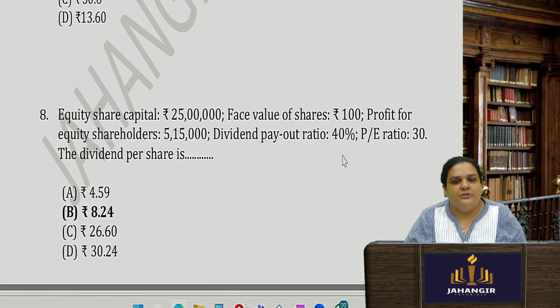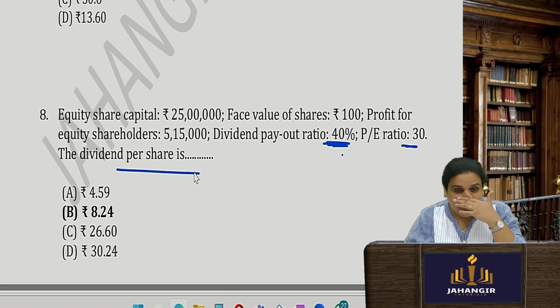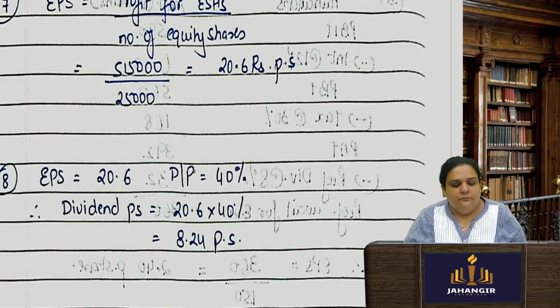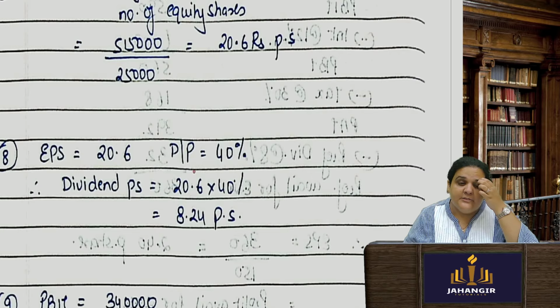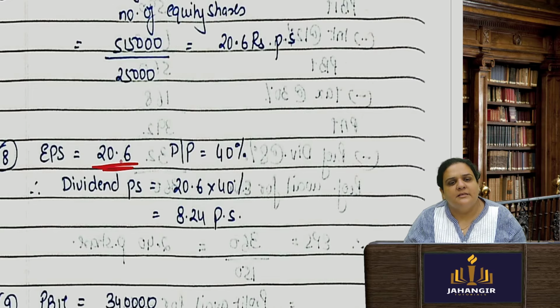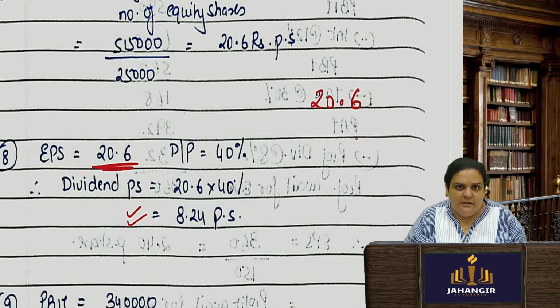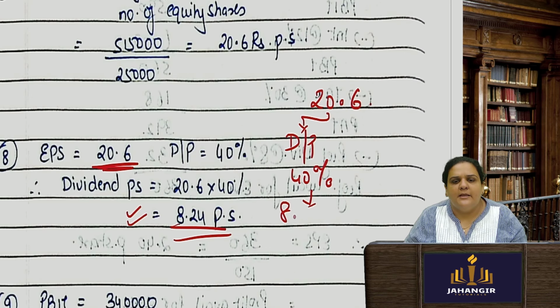Keeping this same information, dividend payout ratio is 40%. Price earning is 30 rupees. What will be the dividend per share? Dividend per share will be 40%. So earning per share I have already got, na? 20.6 into 40%. That will be my dividend per share. Whatever earning the shareholders are having per share, some of it is kept in form of dividend payout. 40% we are giving as dividend. So per share dividend will be 40% of 20.6. 8.24 per share will be the dividend payout.